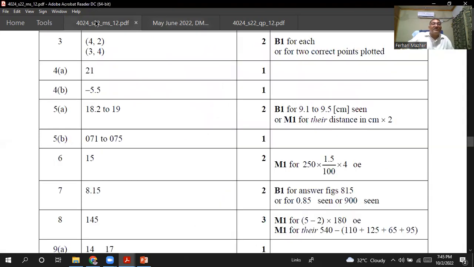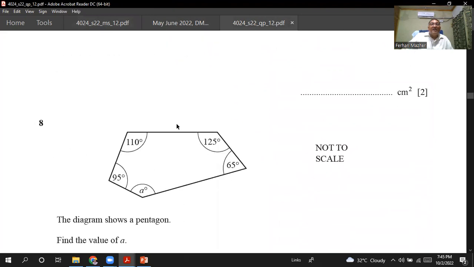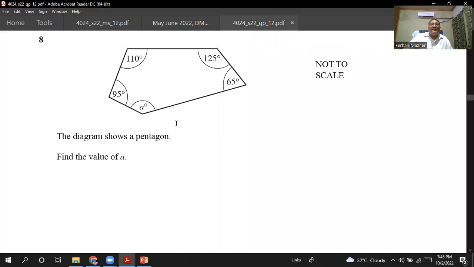So let's check question number 7. 8.15 is the right answer, sir. Okay, so here is question number 8. It says the diagram shows a pentagon. Find the value of angle A. The 5 internal angles are given here: 95, 110, 125, 65, and angle A.